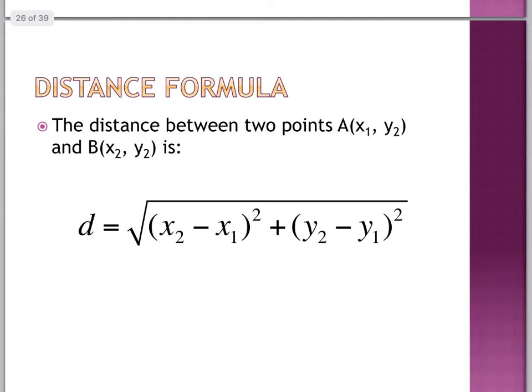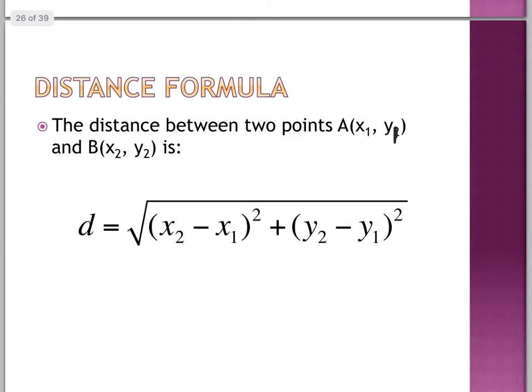Now that we have that out of the way, we also have the distance formula. This one looks a lot like the Pythagorean theorem, don't you think? The distance between two points, 1 and 2. So again, point A, x1, y1. The distance between two points, x1, y1 and x2, y2, so A and B.